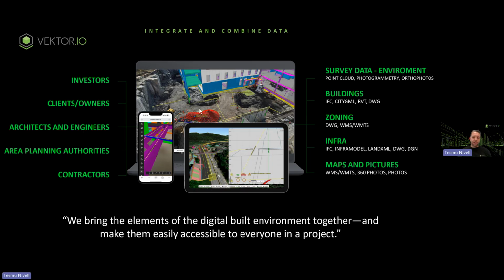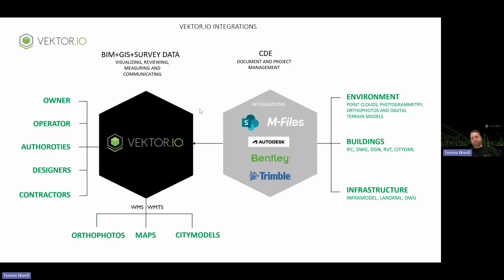Now, how does all that data actually appear in Vector.io? We sit on top of your existing ecosystem. There are already existing integrations to your CDE system: SharePoint, Aconex, Autodesk Construction Cloud, Bentley ProjectWise, Trimble Connect. Those are the major ecosystems in our industry. So the result: your team opens a project in Vector.io in their browser, and the right data is just there. I would say almost 90% of our existing projects already have some kind of document management CDE system in place where we have integrated Vector.io.